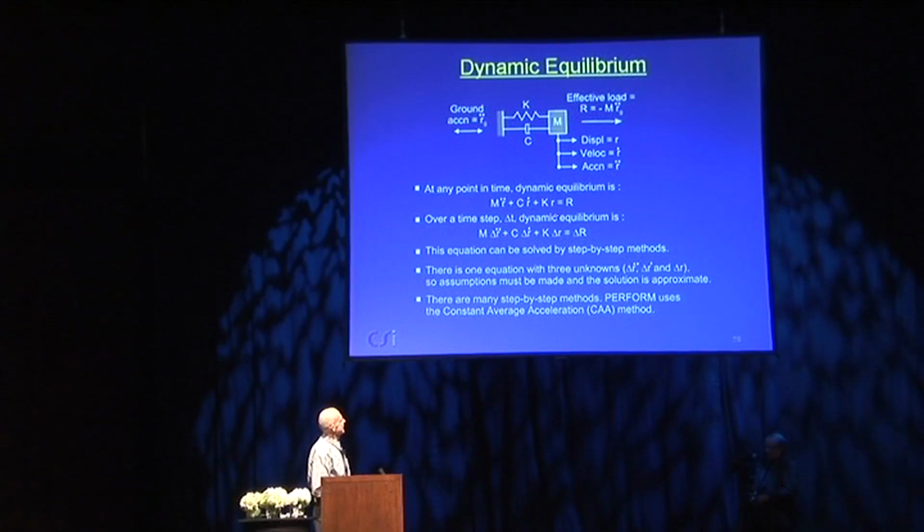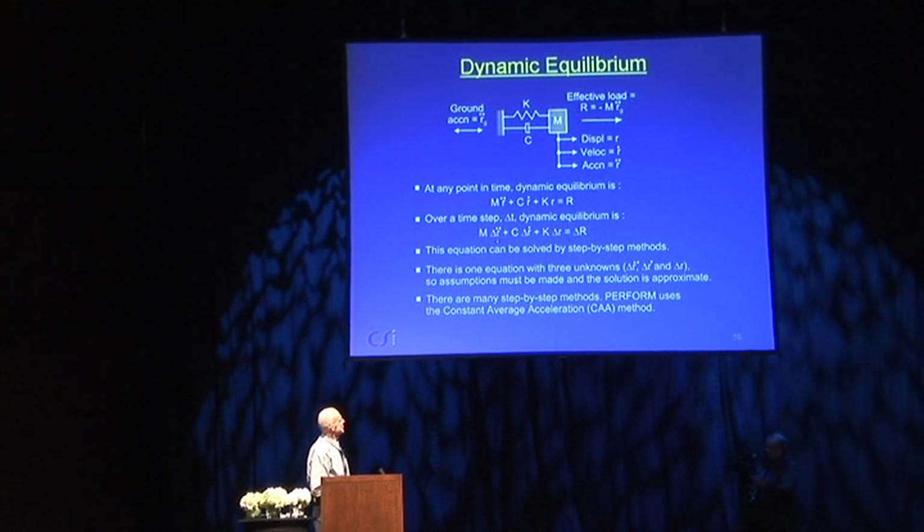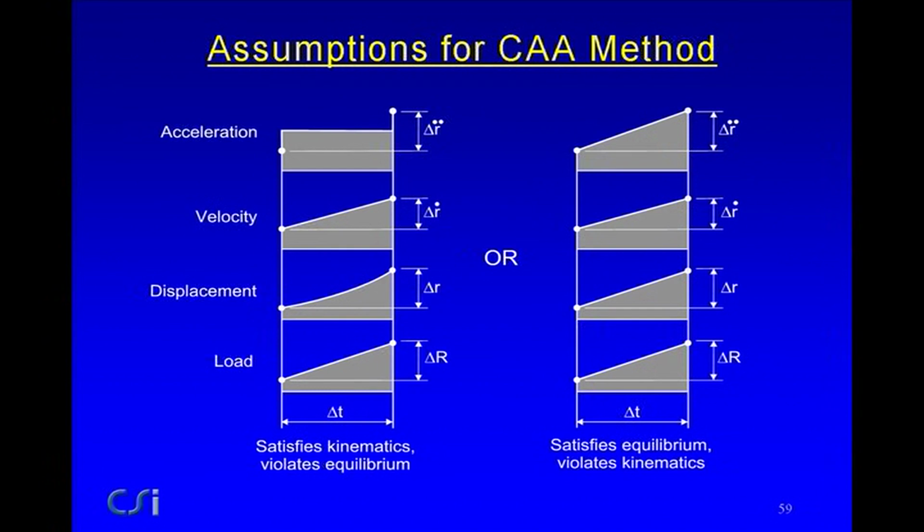The problem you have is this is one equation and three unknowns. The acceleration increment, velocity increment, and displacement increment are unknown, but it's only one equation, so it's basically three times more unknowns than equations. So you can't solve them. What you have to do is make some assumptions. And this is what's known as the constant average acceleration method, and it makes some assumptions which reduce from three unknowns per equation down to one, and then you can solve the equation.